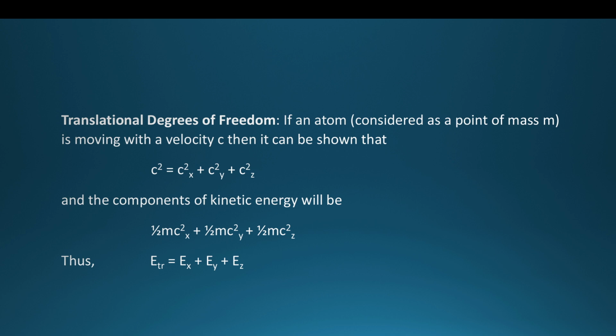Translational degree of freedom, as explained before. If the velocity of the atom is c, it can be shown that c squared is the sum of the squares of components, that is cx squared plus cy squared plus cz squared. And the components of kinetic energy will be half m cx squared plus half m cy squared plus half m cz squared. Means energy of translation equals the component energies summed: Ex plus Ey plus Ez.